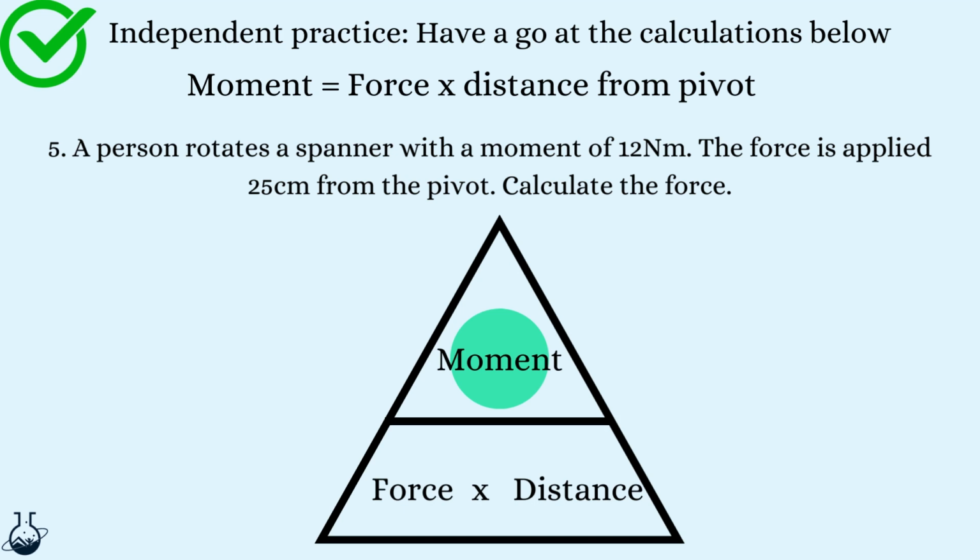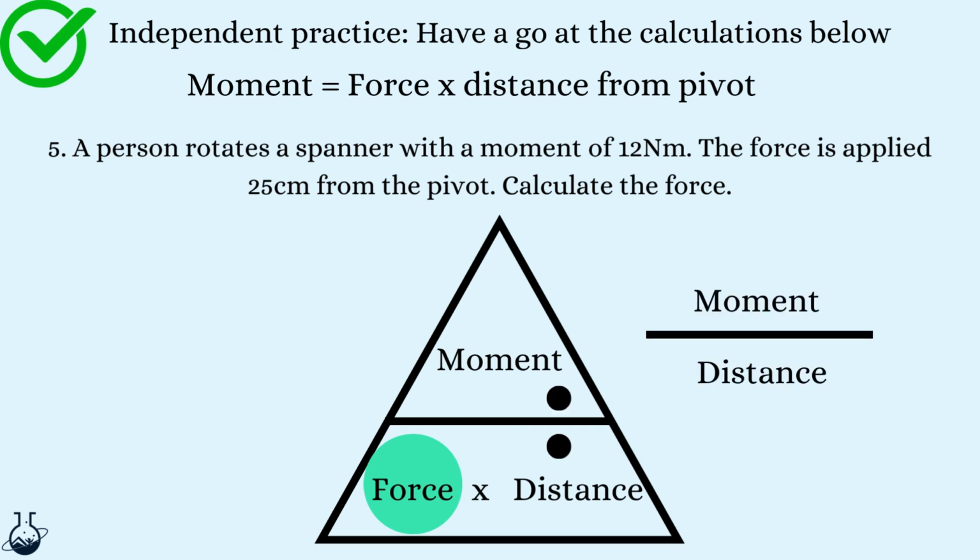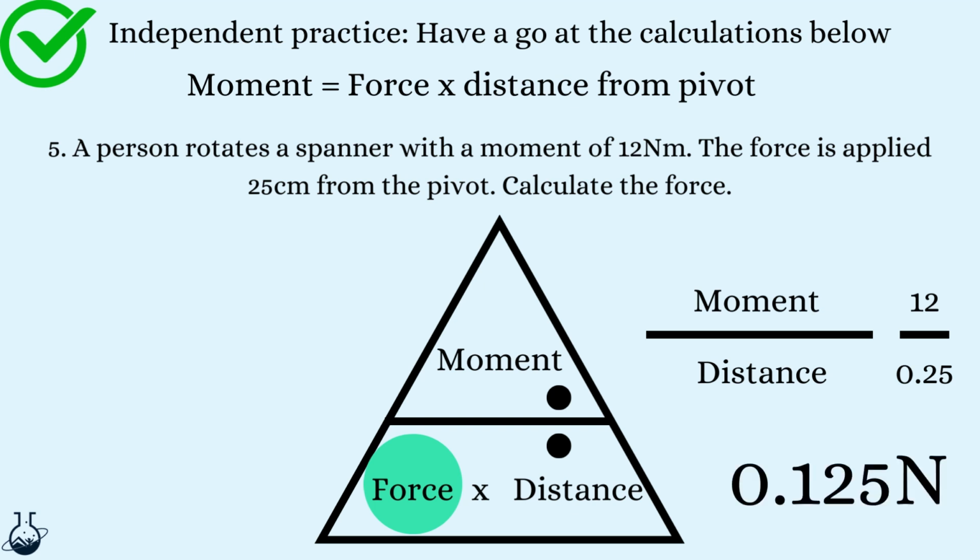Highlight or cover the thing you want to find out, which reveals the remaining equation to help you rearrange it. In this question, we've been asked to calculate the force, so highlighting this leaves me with moment divided by distance. Always work from the top of your triangle to the bottom, and the middle line is a divided by, so we're left with moment divided by distance. Substituting my numbers in gives me 12 divided by 0.25, leaving me with a force of 0.125 newtons.